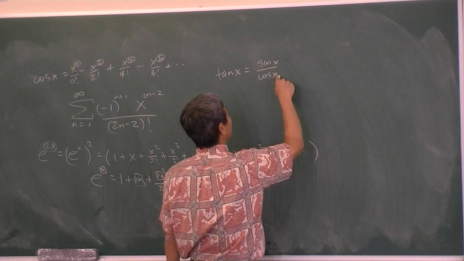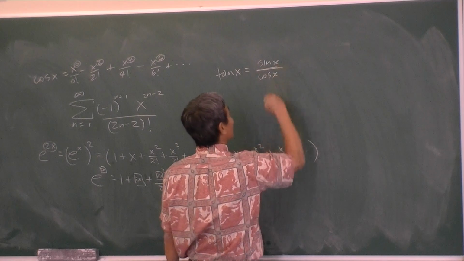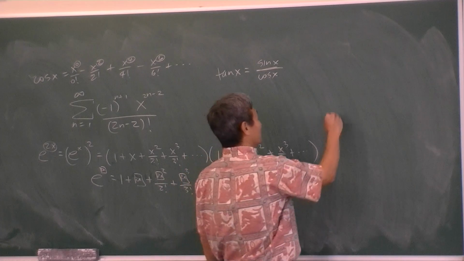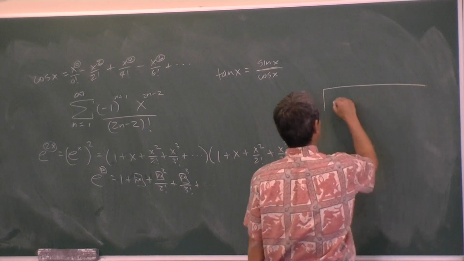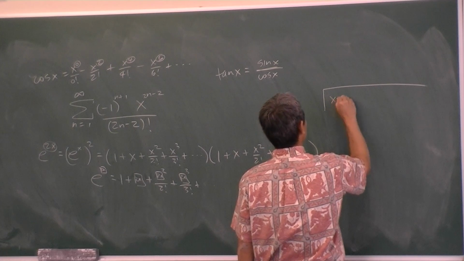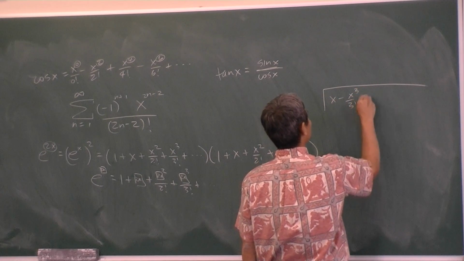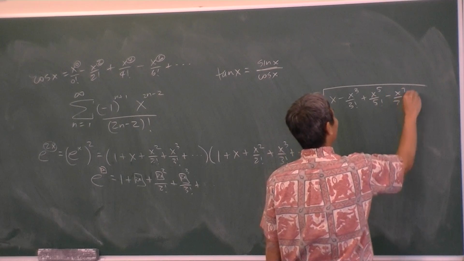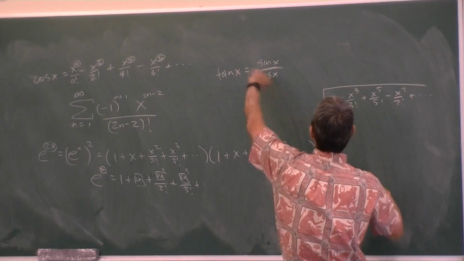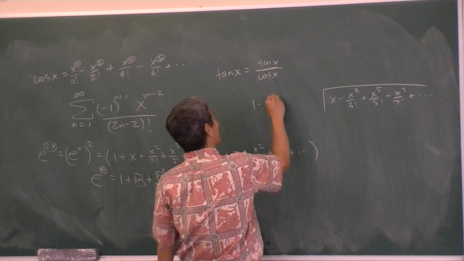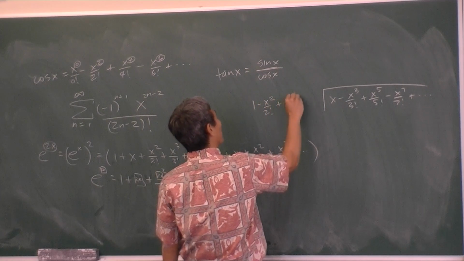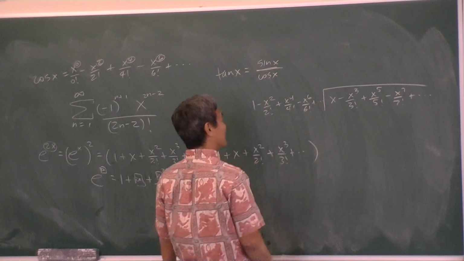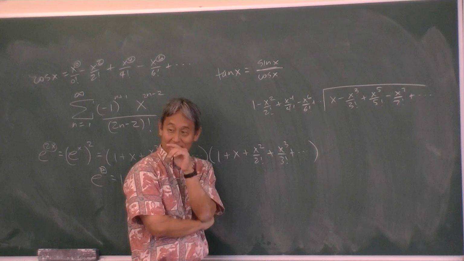Yes. What does this bar mean? Divide. So, what is the power series for sine x? X minus x cubed over 3 factorial plus x to the 5 over 5 factorial minus x to the 7 over 7 factorial plus dot dot dot. And you divide that by the power series of cosine, which is 1 minus x squared over 2 factorial plus x to the 4 over 4 factorial minus x to the 6 over 6 factorial. And then you do long division.